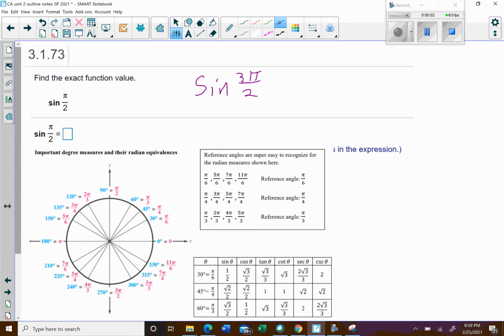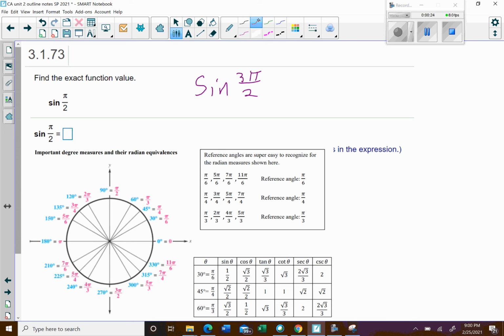Okay, so when I pulled up the question, it gave me sine of pi over 2, but you told me yours was 3 pi over 2. And so find the exact function value. So they're just asking you to find the ratio, and basically we're looking at our unit circle at this point.